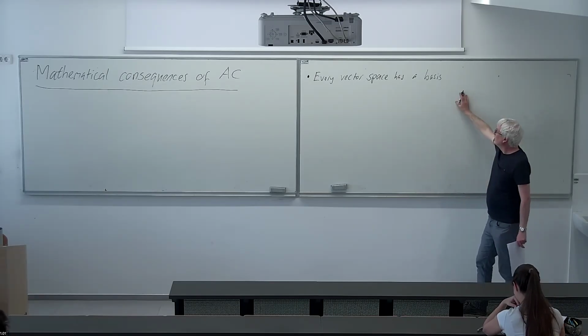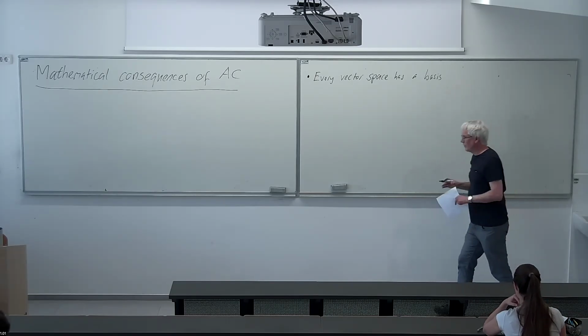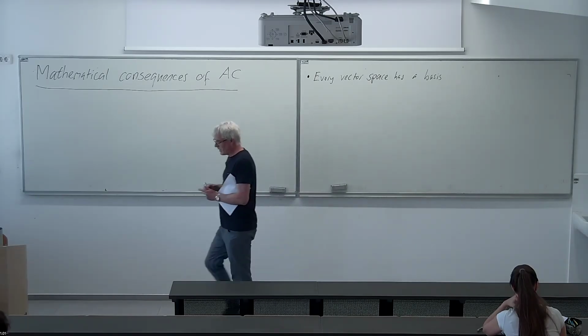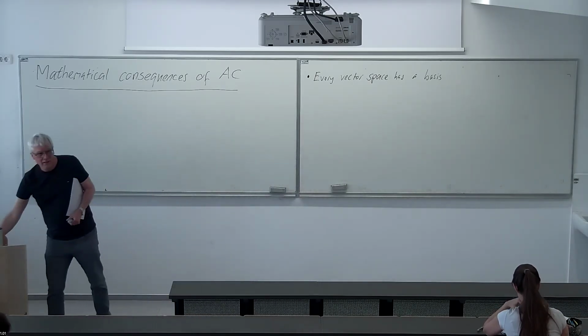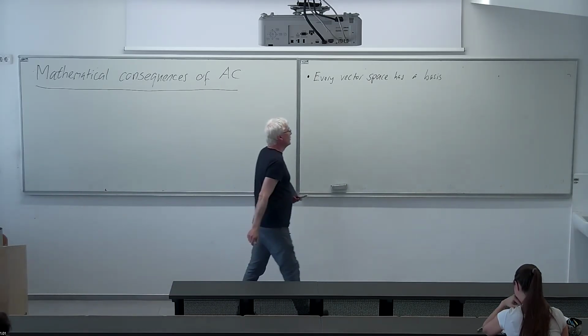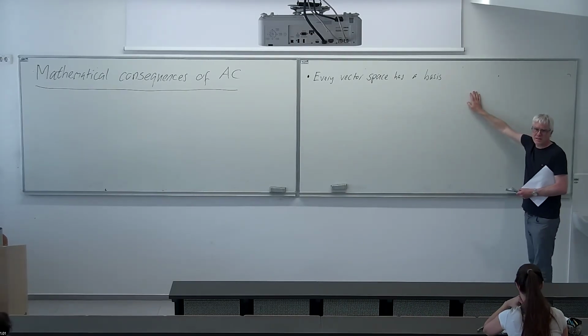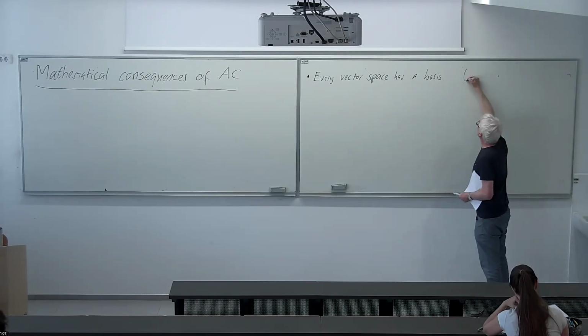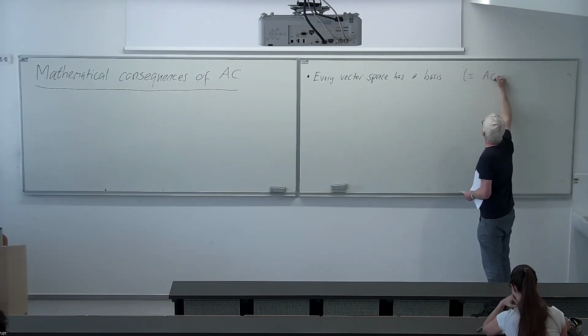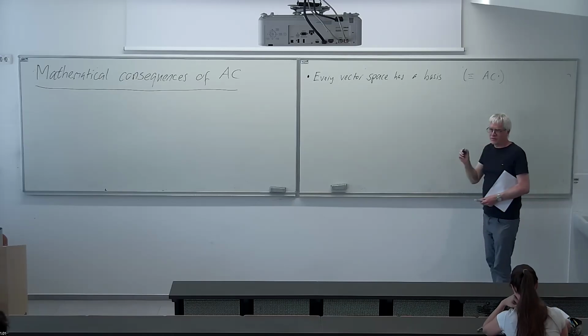Furthermore, this theorem is actually equivalent to the axiom of choice. So not only is it a consequence of the axiom of choice, but from this seemingly innocuous truth, if you like, about vector spaces, we get back the axiom of choice. Okay, you said you've got another one?